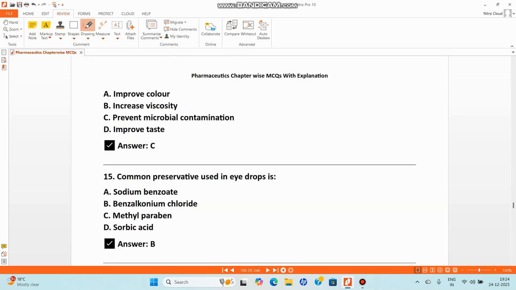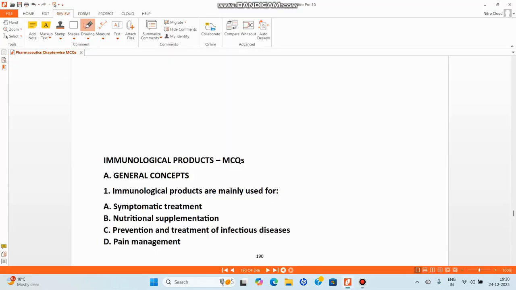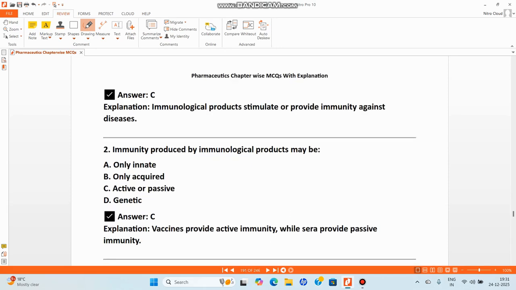Next is preservatives. The next chapter is immunological products. Okay, so the first question here: immunological products are mainly used for, so here C will be the answer, prevention and treatment of infectious disease. Okay, so immunological products provide, or you can say stimulate, immunity against disease. Okay, so that is a very important question.